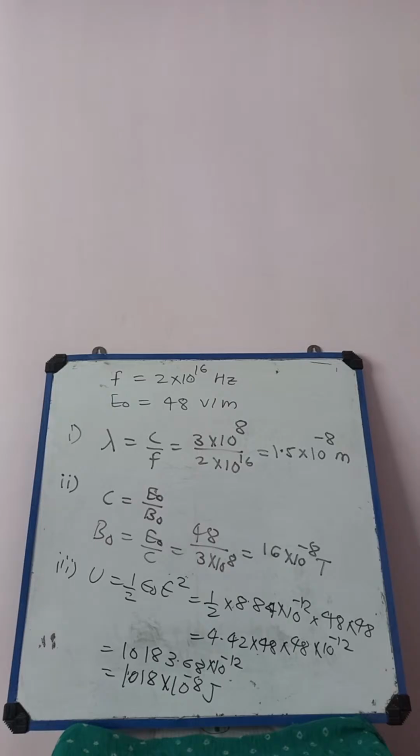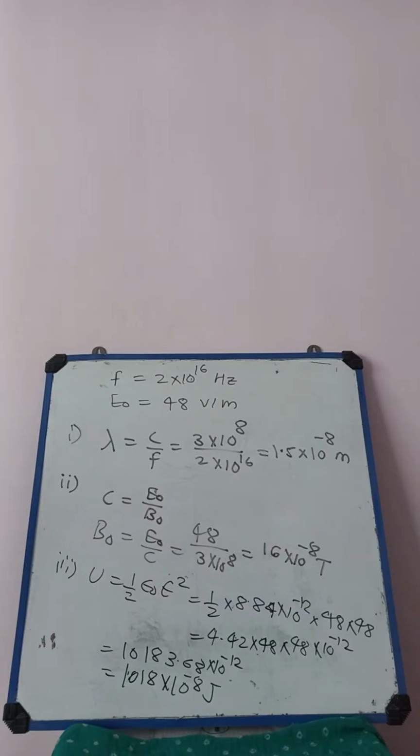Find the wavelength of electromagnetic waves of frequency 6 into 10 raised to 2 hertz in free space, and give two applications of the type of wave.